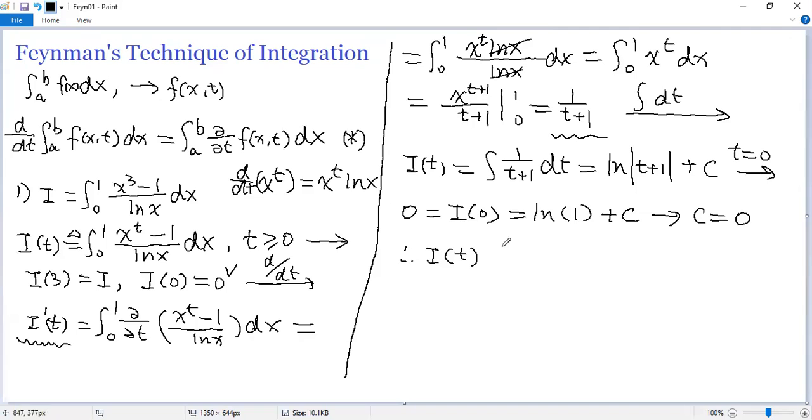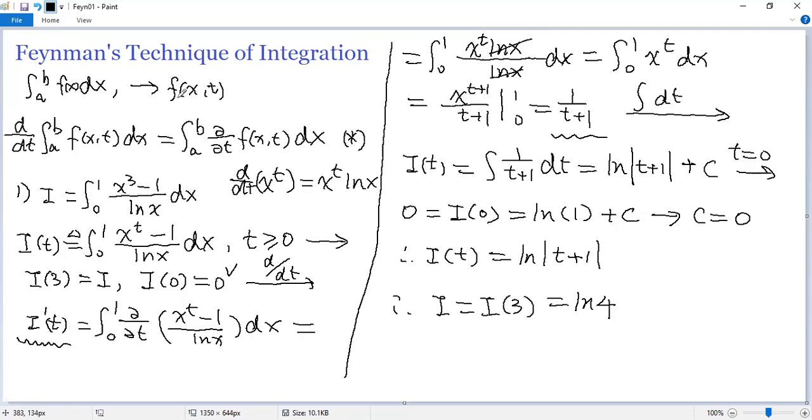I(t) equals ln absolute value of t plus 1, right? So our target I equals I(t) when t equals 3. Plug in t equals 3, plus 1, 4. So we get ln 4.